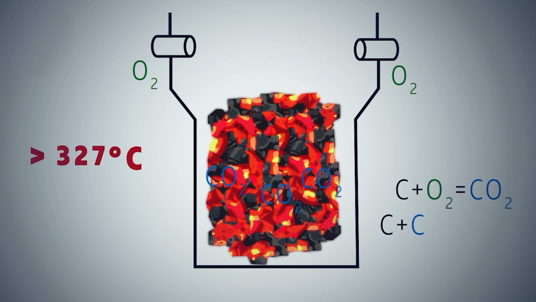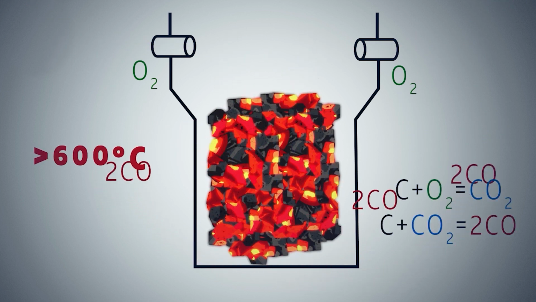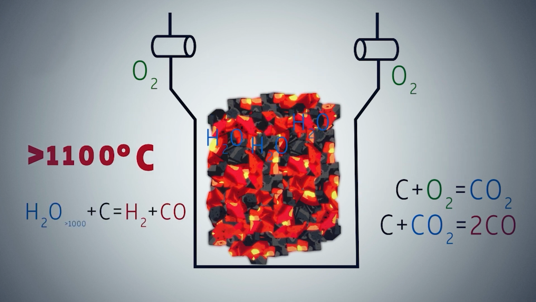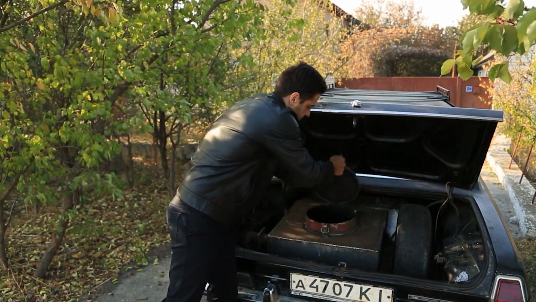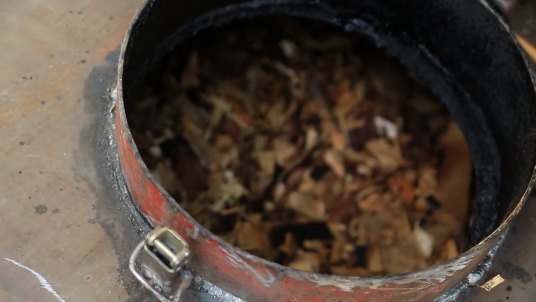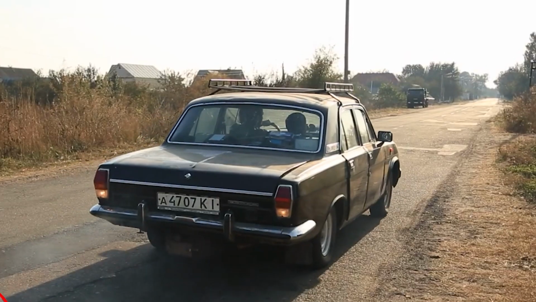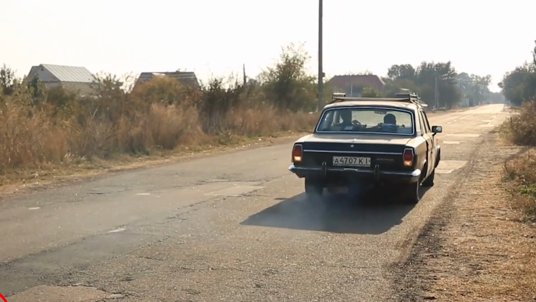The transformation process starts at 600 degrees Celsius. The ideal temperature is 1100 degrees Celsius. Even the water in the firewood turns into flammable gas at this temperature. It is this process that converts firewood into a combustible gas called wood gas or synthesis gas. Gasifiers installed on a car can accelerate it to 90 to 100 kilometers per hour.